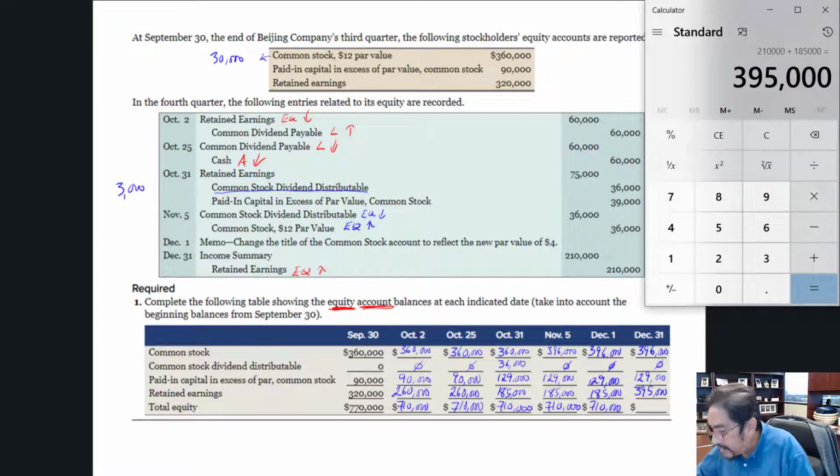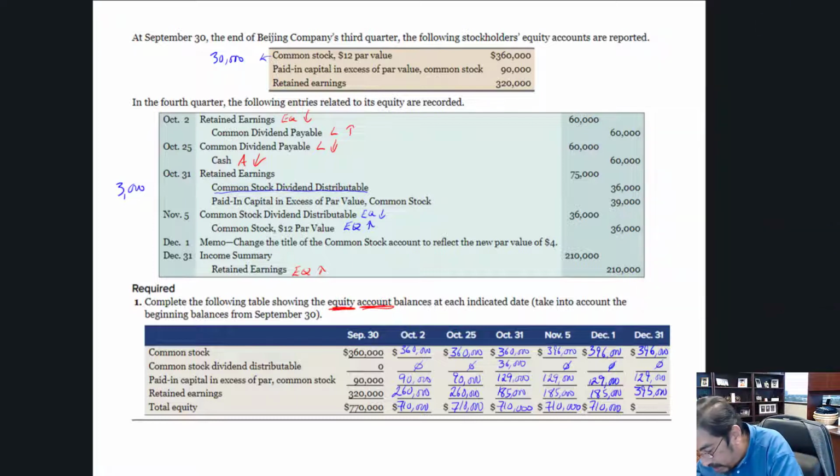So now we just add the $395,000 and the $129,000 and, I'm going to do that again because I'm not sure what I did. We're going to add $396,000 and $129,000 and $395,000. $920,000 is our new total equity balance.